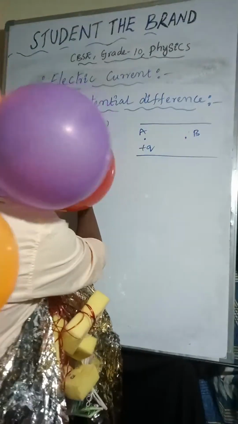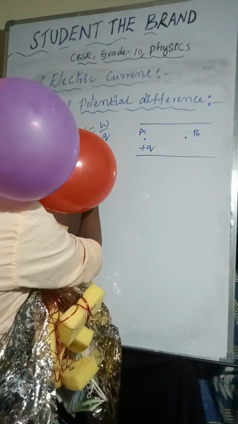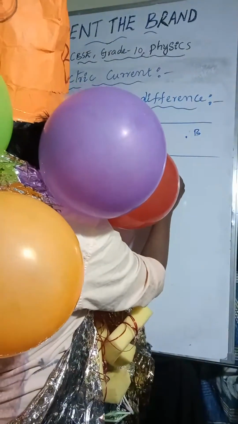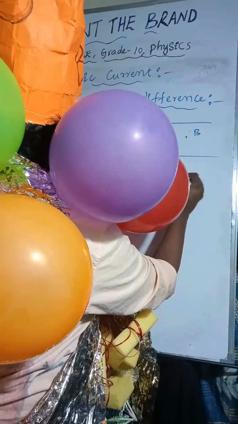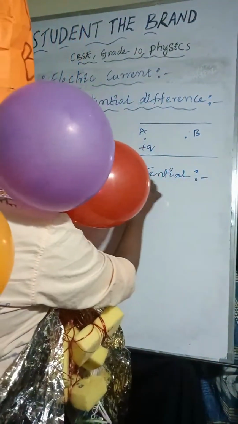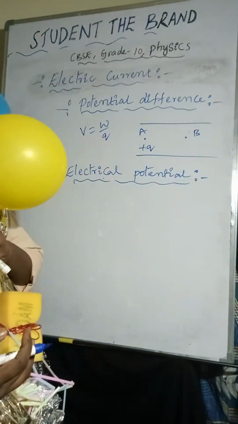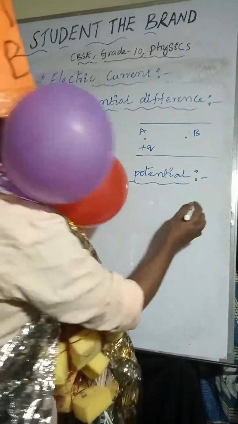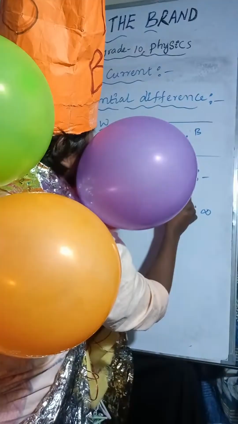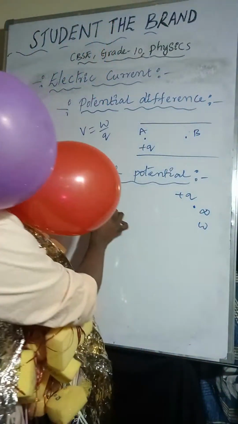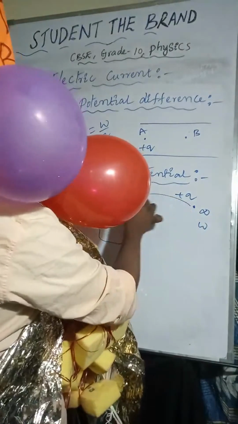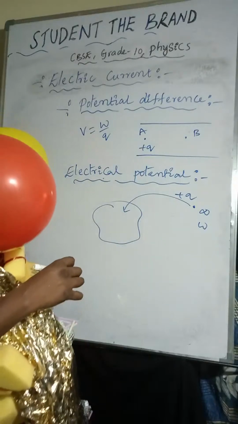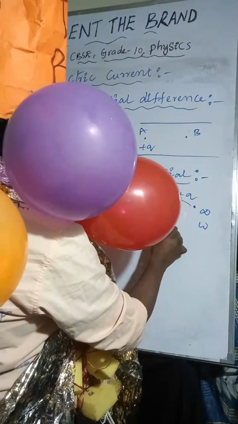So coming to electrical potential. Electrical potential is nothing but work done to bring unit positive charge from infinity to the required field. So I am taking this infinity, positive charge, we are doing some work. This is the field. V equal to W by Q.